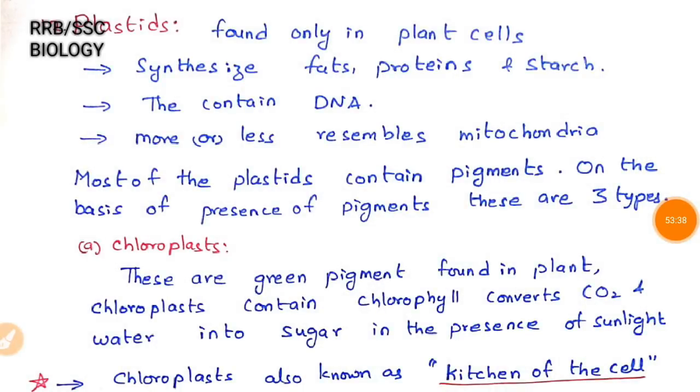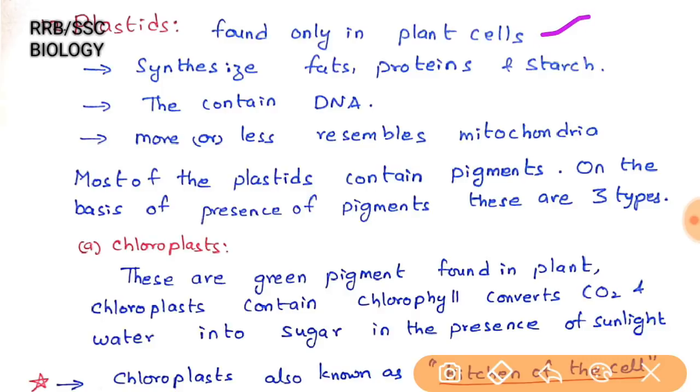We have come to the last organelle. It is called plastids. Plastids are found only in the plant cells. These plastids synthesize fats, proteins and starch. Plastids are responsible for having DNA. Okay friends, we have seen DNA is found in where? DNA is found in chromatin, that is chromosomes, again in mitochondria, and in some chloroplasts or chromoplasts, we will see. It contains DNA, more or less resembles mitochondria.